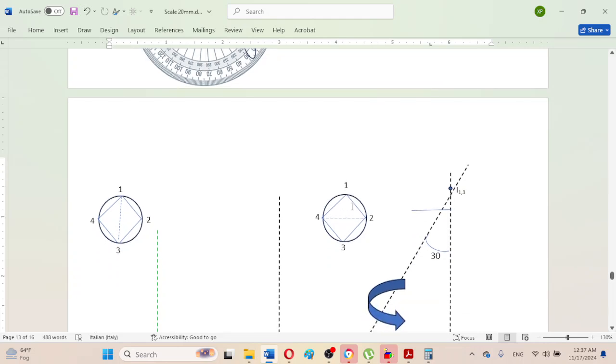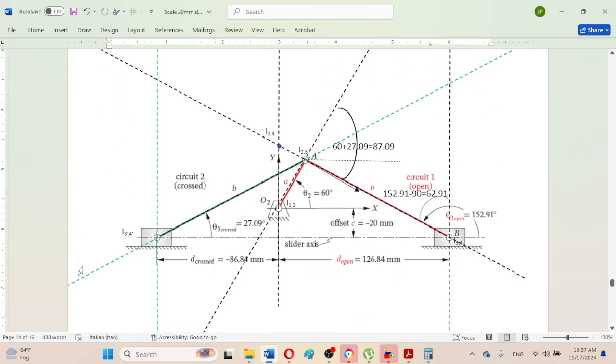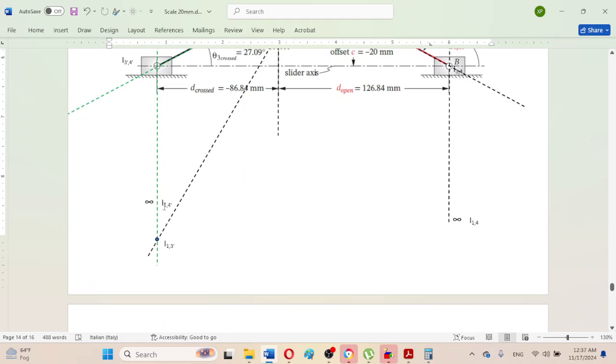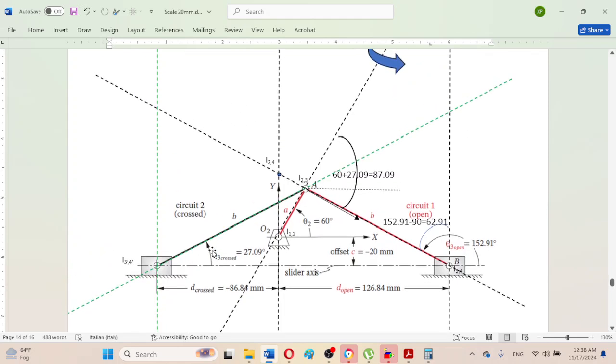So use the other trio, and here we can observe the exact location of this instant center, because the same instant center will be located also on the extended line which connects the instant centers I1,2 and 1,4. So as we can observe, this is 1,4 dash and this is 1,2, and in a similar manner as we have already observed.